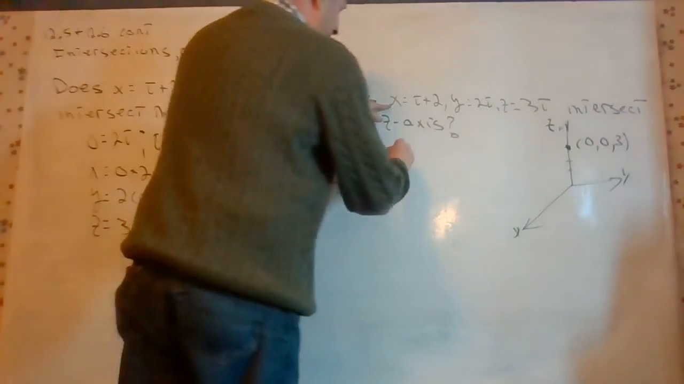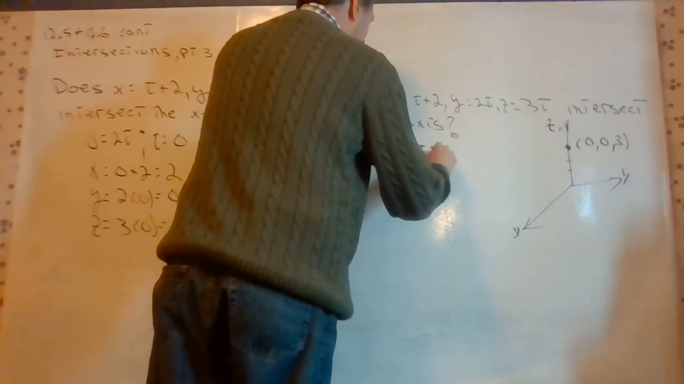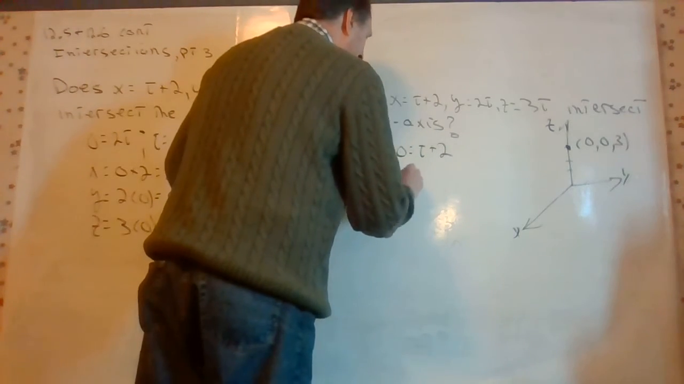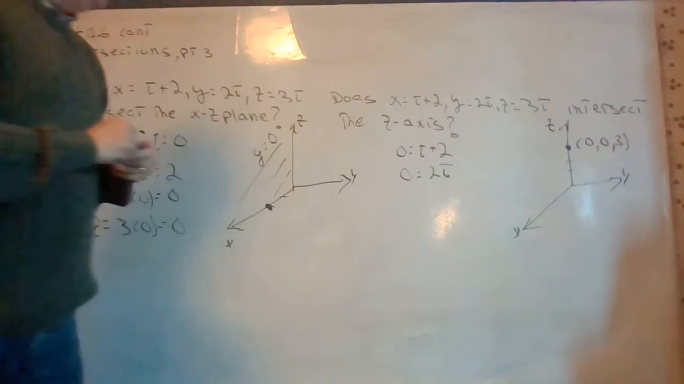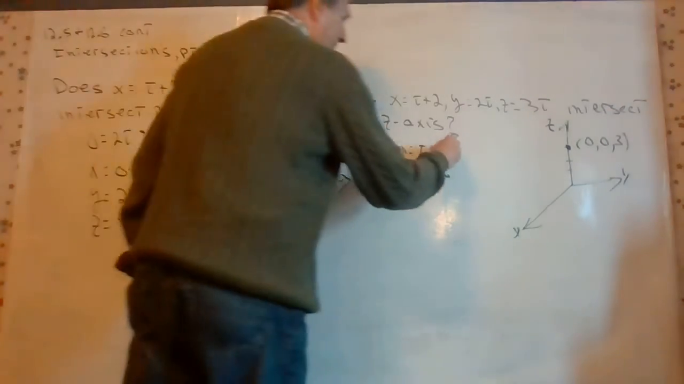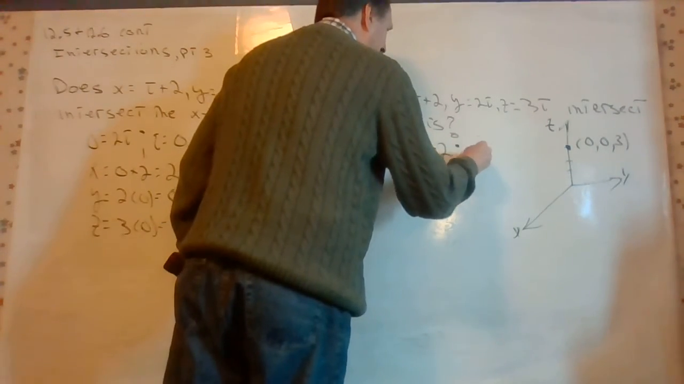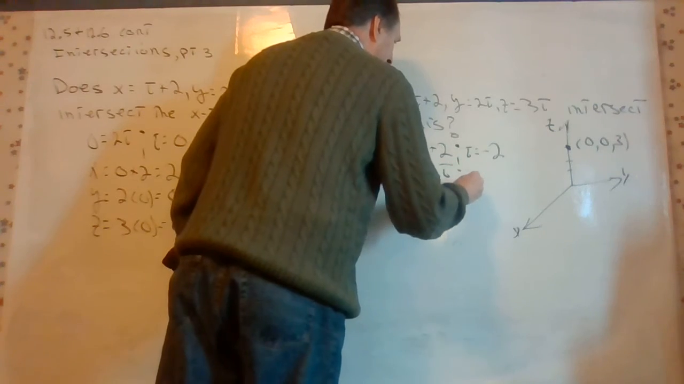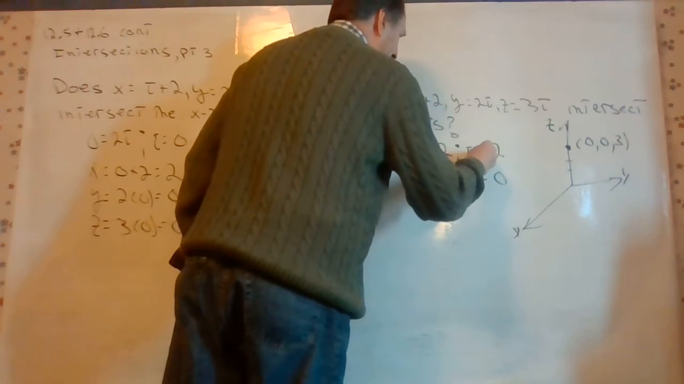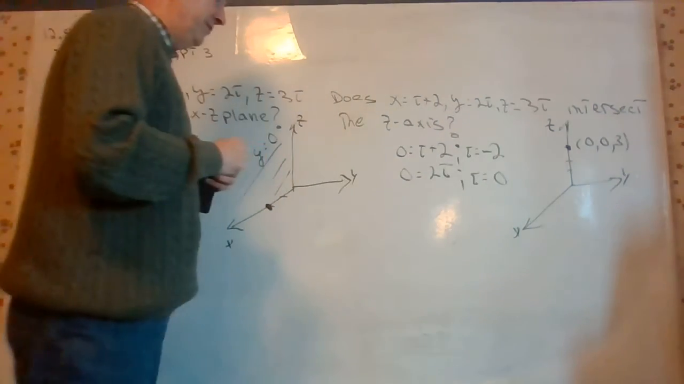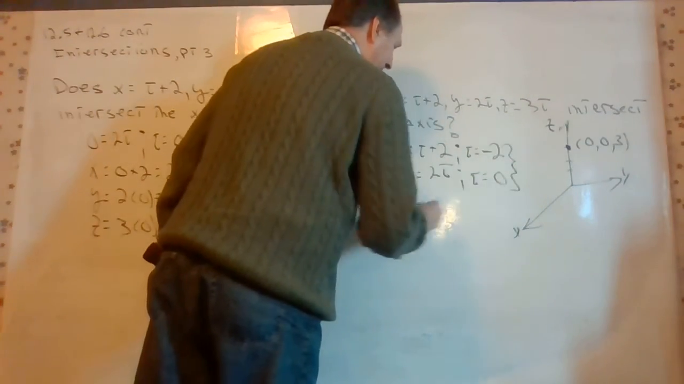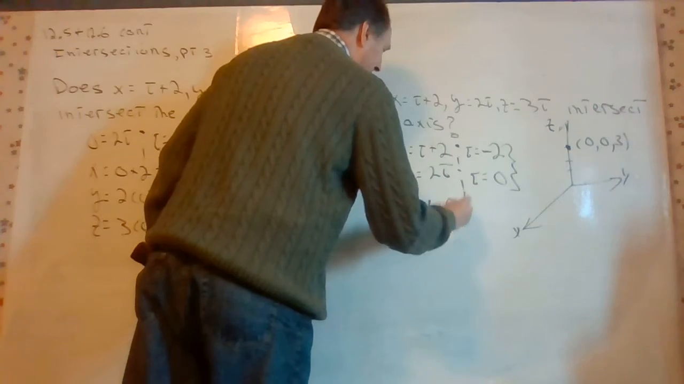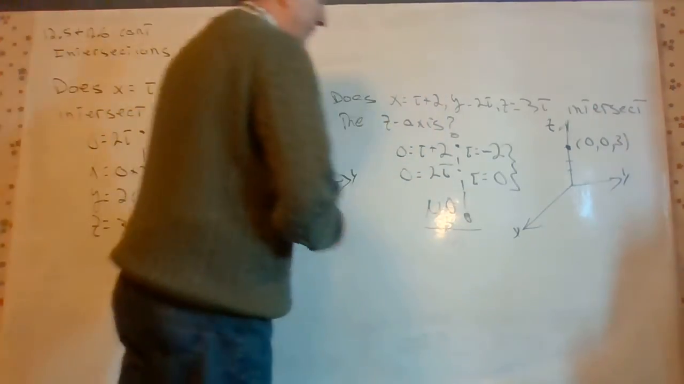So you can set 0 equals t plus 2. 0 equals 2t, and you have to have one solution, the same time value. Well, guess what? This gives you t equals negative 2. This gives you t equals 0. Well, t can't simultaneously be 0 and negative 2. So these two values say no, it does not.